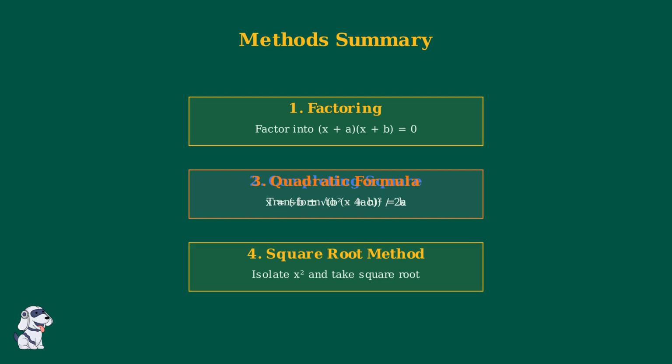Method 4 is the square root method, perfect for equations without a linear term. Finally, method 5 is the graphical approach, where we visualize the parabola and find where it crosses the x-axis. Each method has its strengths and ideal use cases. Practice is key to mastering these methods. Try solving different types of quadratic equations using each approach to build your confidence and speed.